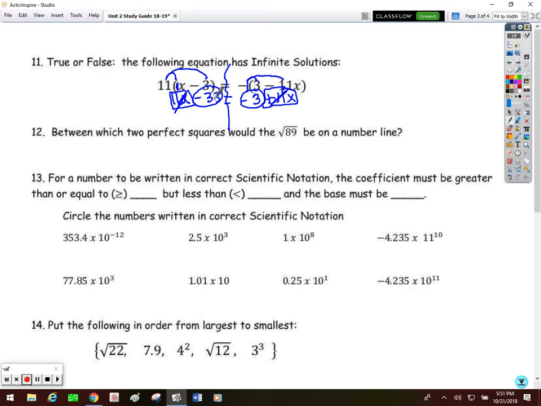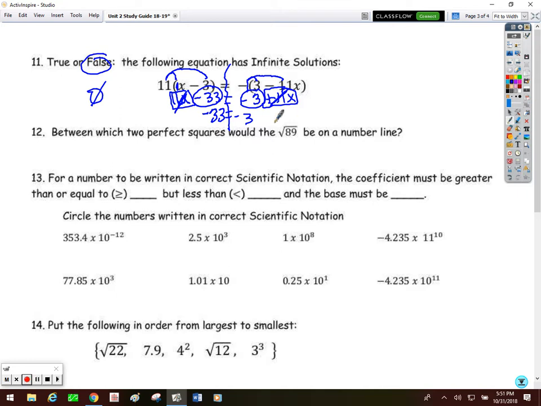Okay, but if I look inside the two circles here, which are my numbers, my constants, I have negative 33 equals negative 3. Well, that's a false statement. They are different numbers. This is a false statement. So this is false. It does not have infinite solutions. It has no solutions. All right?